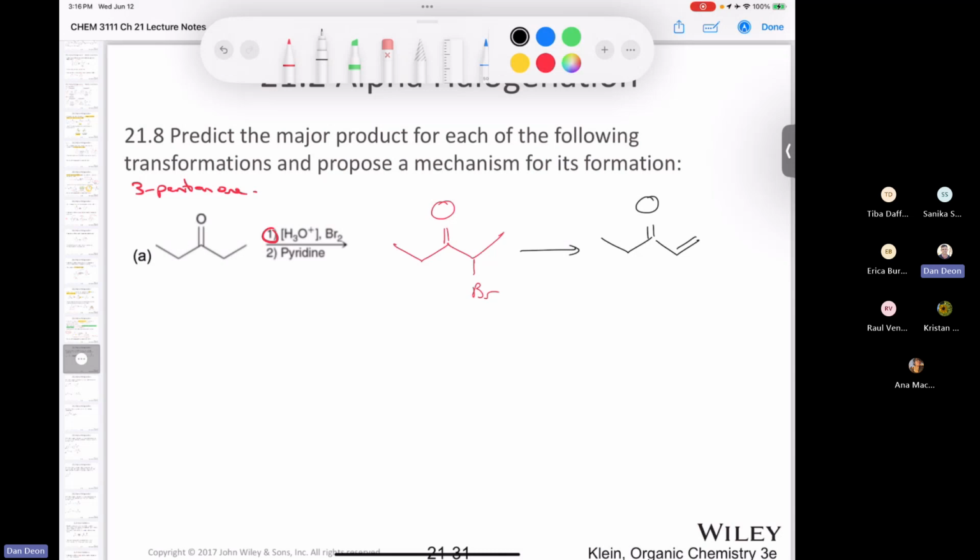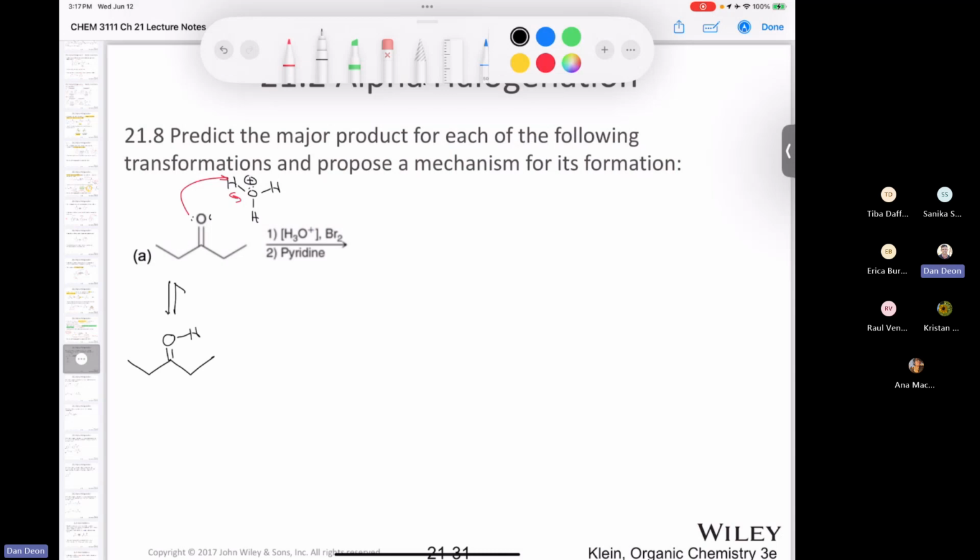Now it's asking for a mechanism here. So let's draw a little mechanism for this now that we have an idea of what the product is. And let's see if we can come up with a mechanism. Well, the first step is going to be proton transfer from our acid. So we'll scribble our acid down like this, and we'll put in our lone pairs, and we're going to pick up a proton off of that so that we end up with our oxonium ion, like that.